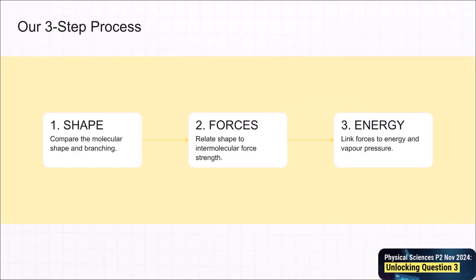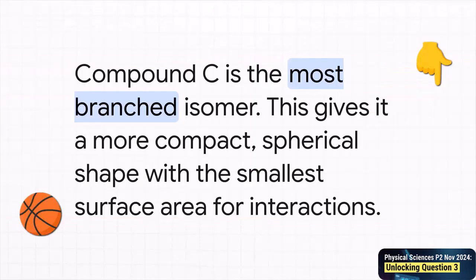I'm going to give you a foolproof 3-step method for any question like this. It never fails. First, we look at the molecular shape. Second, we figure out how that shape affects the intermolecular forces. And third, we connect those forces to the energy needed to escape, which directly gives us the vapor pressure. Shape, forces, energy. Let's try it. Okay, step 1, shape.